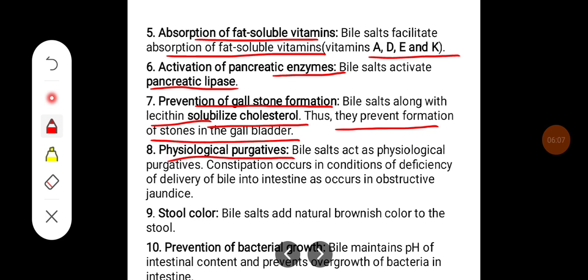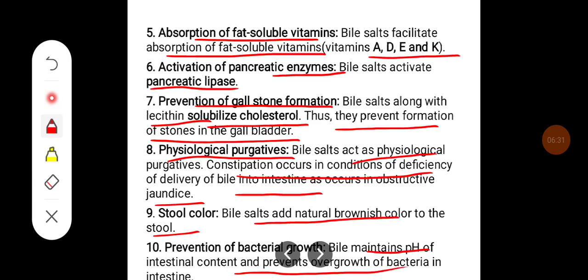They act as physiological purgatives. Constipation occurs in conditions of deficiency of delivery of bile into the intestine, as it occurs in obstructive jaundice. The bile salts add natural brownish color to the stool. The bile maintains the pH of the intestinal content and prevents the overgrowth of bacteria in the intestine.